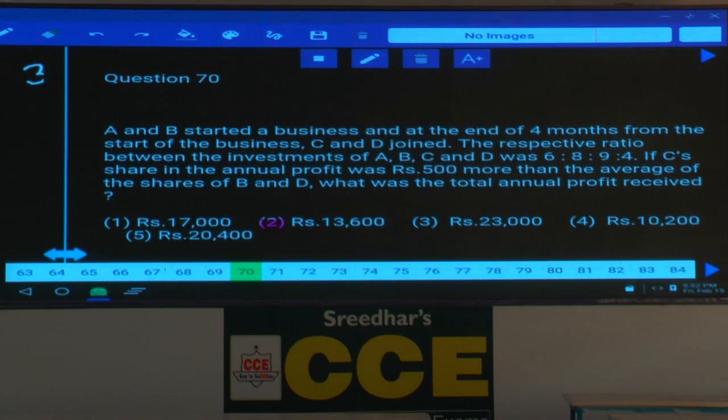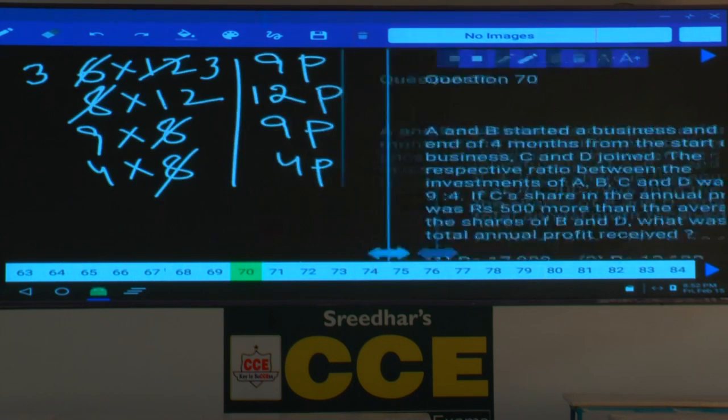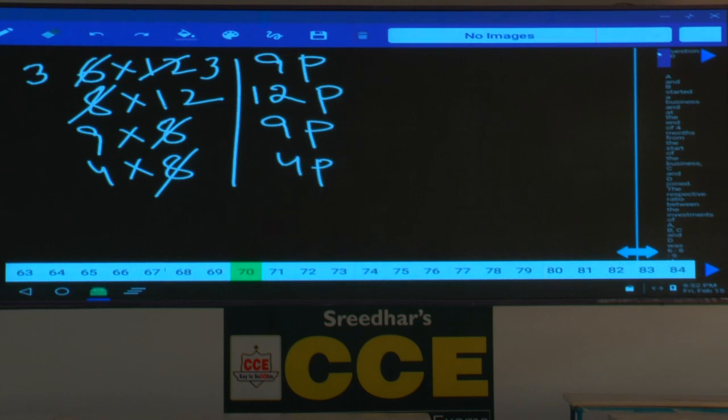Any more cancellations? No. So A gets 9 parts, B 12 parts, C 9 parts, D 4 parts. Now they are saying C is getting 500 rupees more than the average share of B and D. How many parts is C getting? 9 parts. Average of B and D? 8 parts. So 9 parts is how much more than 8 parts? 1 part, which is equal to 500.